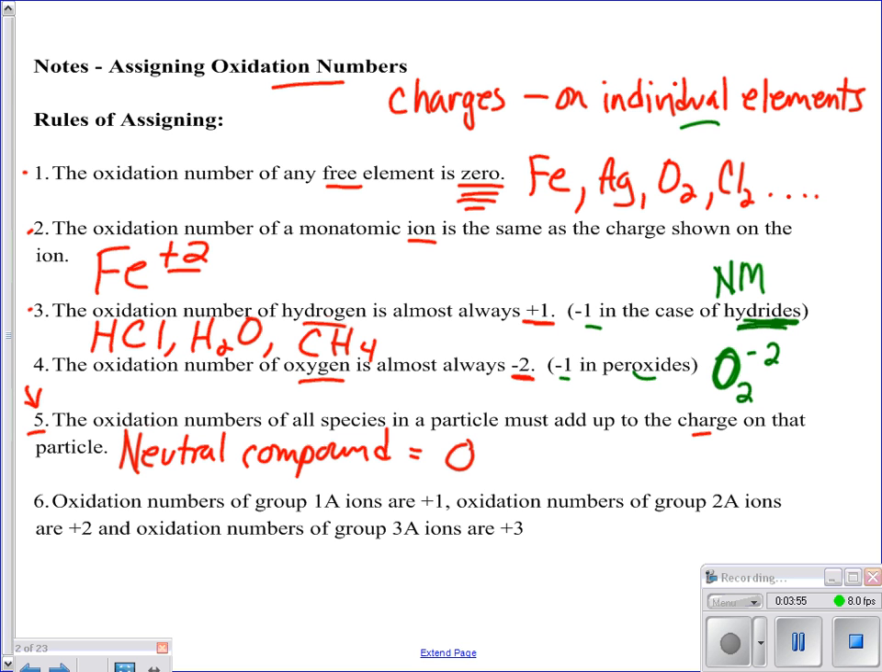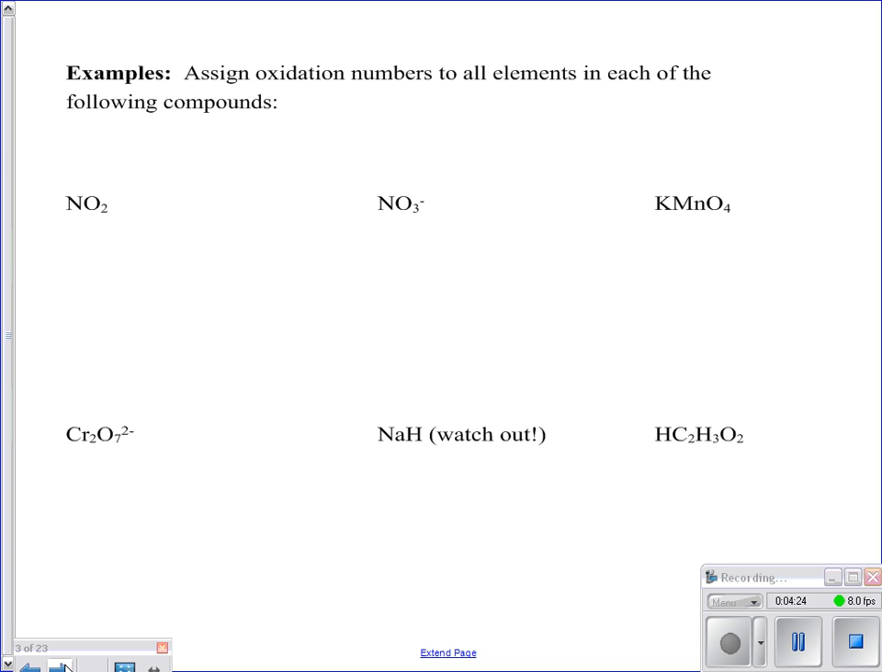And then number 6, oxidation numbers of group 1A, in other words, your alkali metals. You know this, alkali metals, plus 1. Oxidation numbers of group 2, alkaline earth metals. They're always going to be a plus 2. And then your group 3, really what we're looking at is aluminum is always going to be a plus 3. That's the main one that we want to think about, but we've got some others in there that could be plus 3. Okay, so with that said, we can go through and do some calculations.